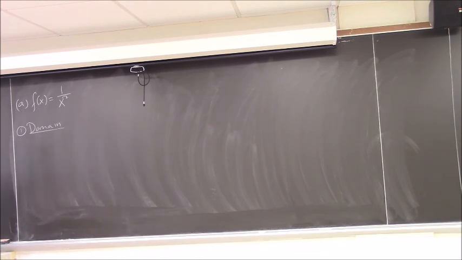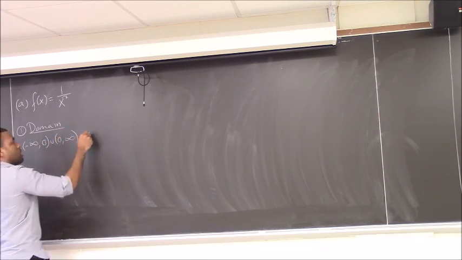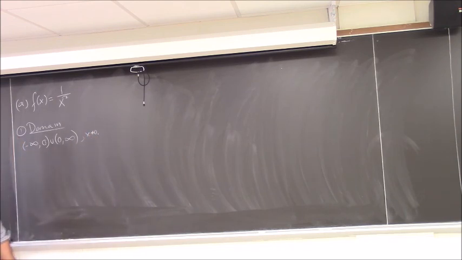Negative infinity to 0, and then union with 0 to infinity. Right, so anything except x equals 0 can work. X cannot be 0. Okay, so that's your domain. And that's going to be important for you to consider later. But let's move on to the next one.